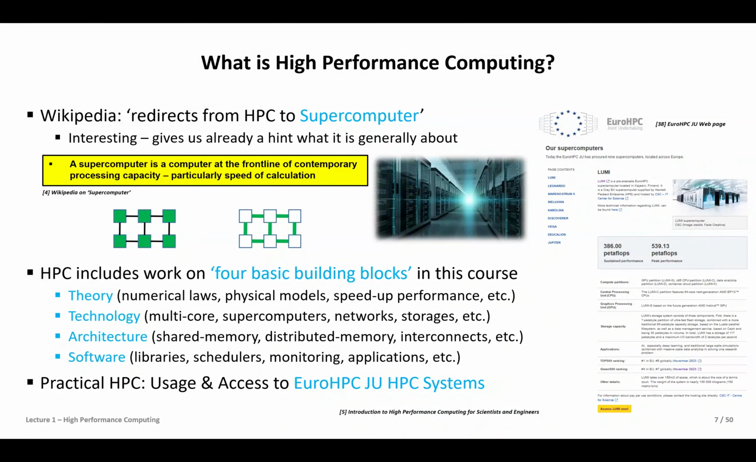And again, the interconnect to transport data between the different cores, and all of these architecture aspects, how you really plug these systems together, will be an important part today. And then software, not forgetting this should all run, right? So SSH was just one part of it. We have scheduling, we have monitoring, we have libraries, as we have seen in the module environment. They all need to support parallel computing.